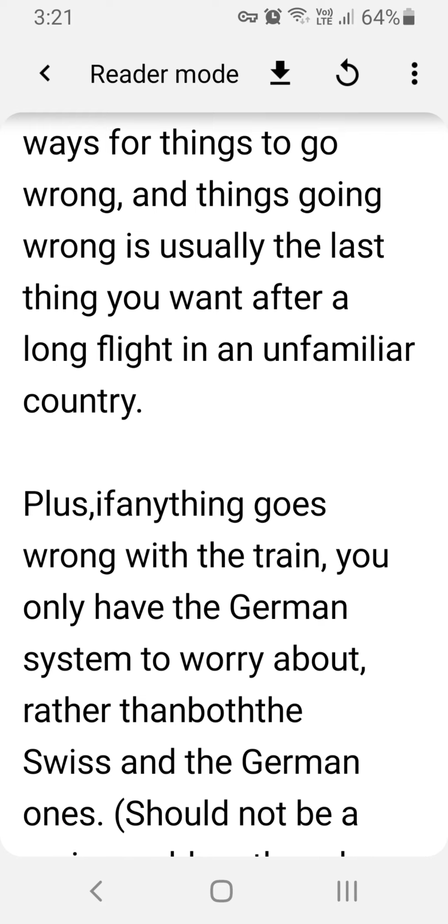Should not be a major problem though, your ticket should be valid, and both websites, bahn.de and sbb.ch, are integrated and should give you the same information. The frequency of train connections is about the same, though no need to pre-book a specific train.